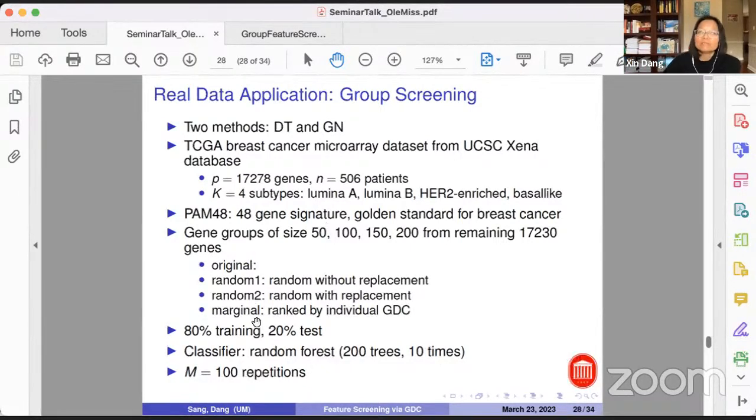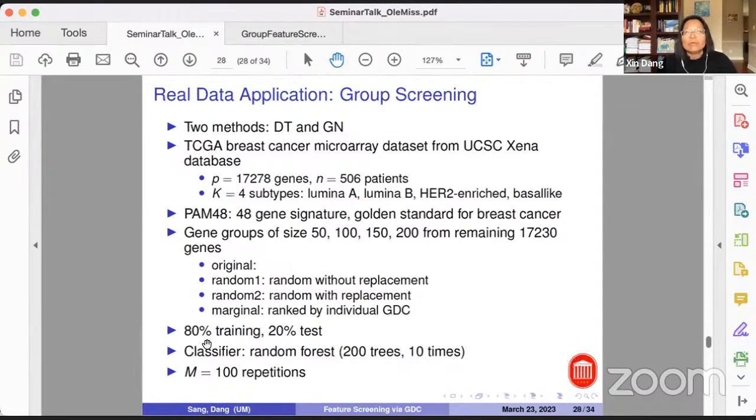The fourth method of grouping is that we first rank the individual genes using the Gini correlation, from highest to smallest. Then the first group is the top 50 genes, the second group is the next 50, and so on. So we form the groups by the individual, or marginal, ranking.